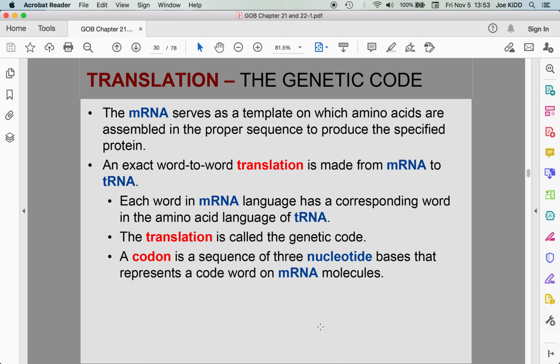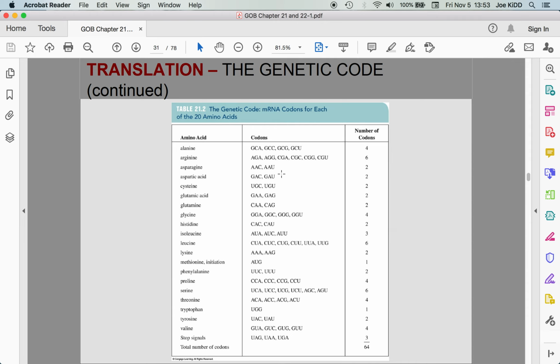The mRNA is the template from which the amino acids are going to be assembled to make our protein. It's an exact, quote unquote, word-to-word translation, which means that for each codon, it's calling out a specific amino acid. The codon sequence is 3 nucleotide bases that represent a code word for the mRNA molecules. So here's an example of those codons. They're all 3 units long.